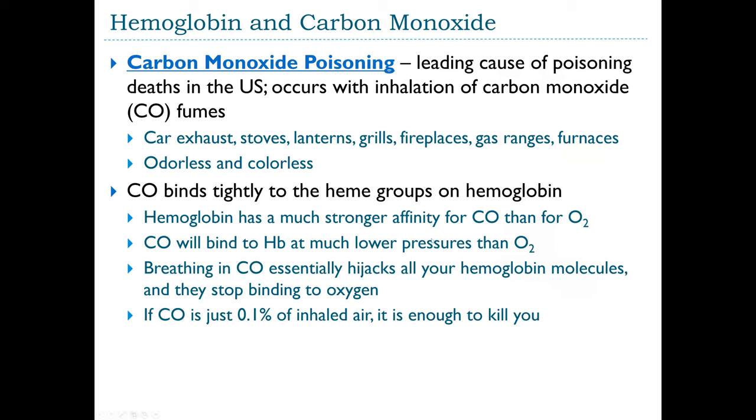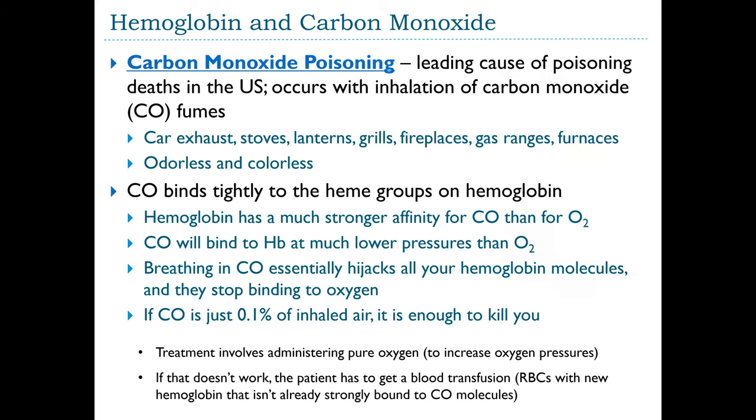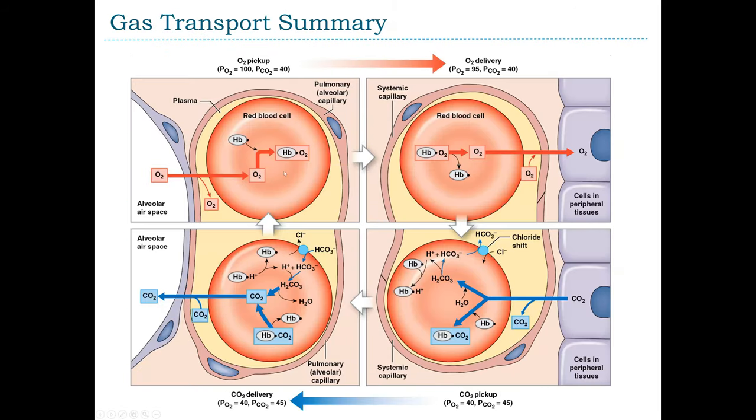The treatment for carbon monoxide poisoning includes administering pure oxygen, so 100% oxygen, which increases the oxygen partial pressures, trying to increase them enough that some oxygen can kick off the carbon monoxide from the hemoglobin and bind to the oxygen instead. But that doesn't always work. If that doesn't work, the patient actually has to get a blood transfusion. So you give them red blood cells that have new hemoglobin molecules that aren't already strongly bound to carbon monoxide molecules. Essentially, once a hemoglobin binds to a carbon monoxide molecule, it does not want to let go of it.